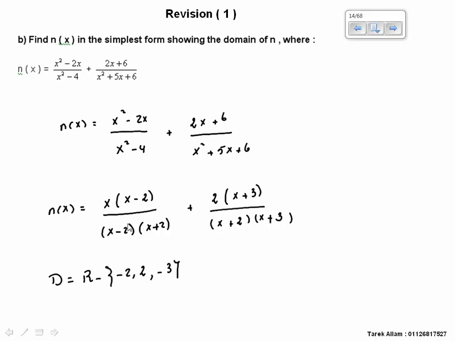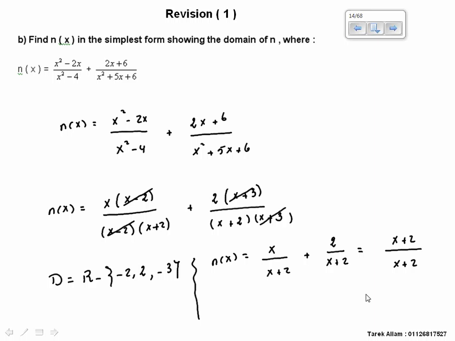I will continue simplifying, so I will cancel x − 2 with x − 2 and x + 3 with x + 3. Very well. So n(x) equals x over x + 2 plus 2 over x + 2. I can add these two fractions easily because they both have the same denominator, which is x + 2. So I will add the numerators: x + 2. So x + 2 divided by x + 2, the result is 1. So n(x) in its simplest form equals 1.